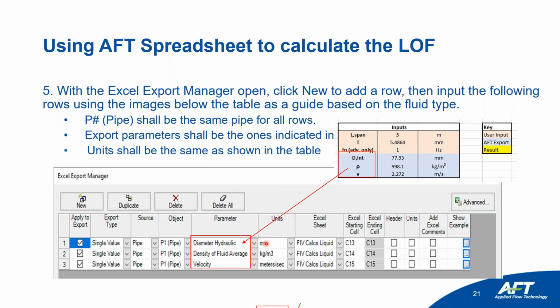Diameter is exported in millimeters. Density is exported in kilograms per cubic meter. And velocity is exported in meters per second, because the Energy Institute guidelines use those units to establish the correlation for the guidelines.